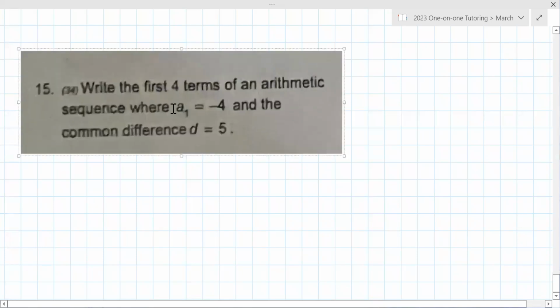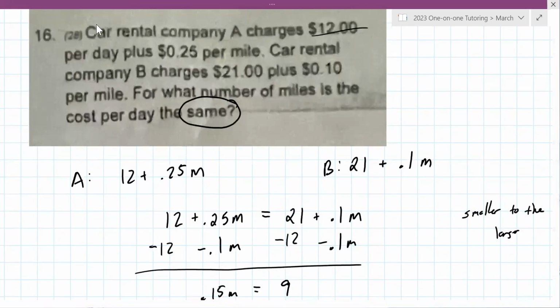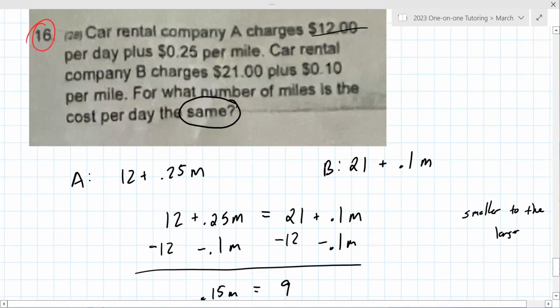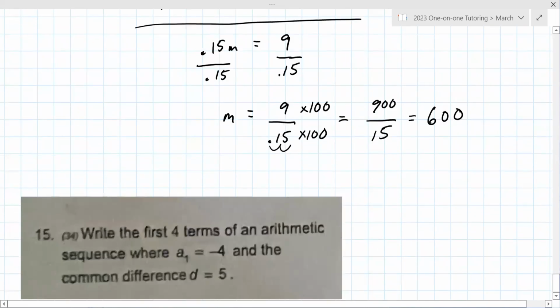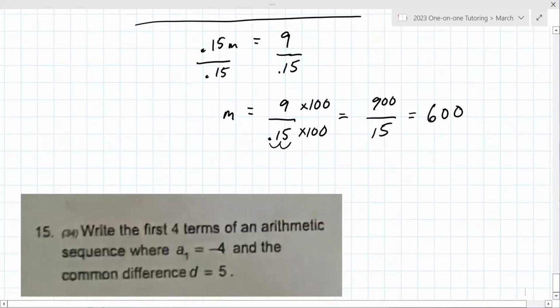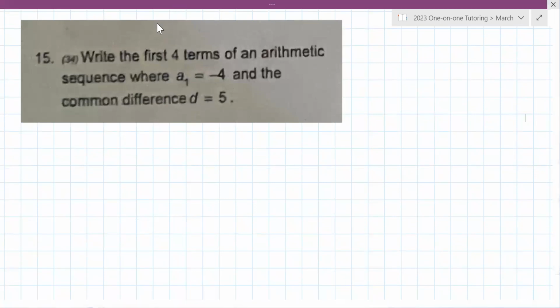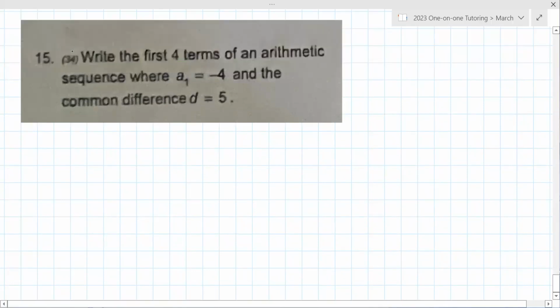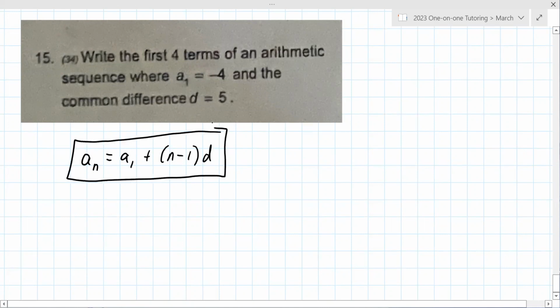All right, so back to 15. Quick note on this one. Write the first four terms of an arithmetic sequence where A1 is -4 and the common difference D is 5. You could remember the formula. The formula is An equals A1 plus (N minus 1) times D. He usually writes that on the board, but I'll put it up.